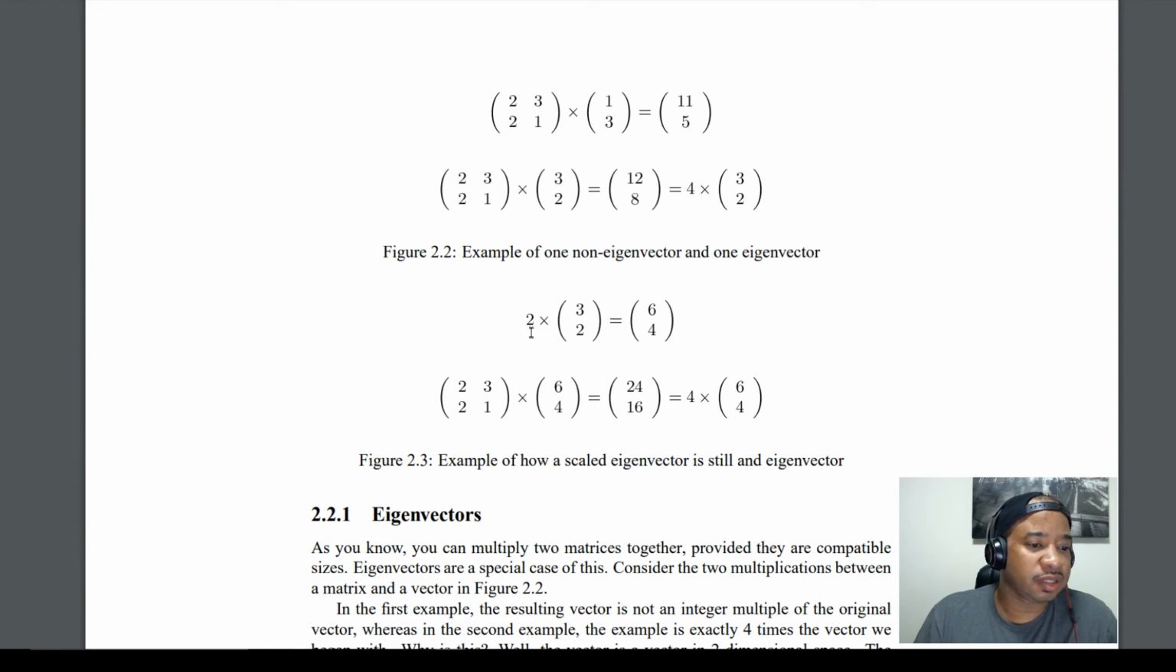And let's look at another one now. 2 times 3 over 2 is equal to 6 over 4. And then if we do 2, 3, 2, 1 times 6 over 4, we get 24 over 16, which is 4 times 6 over 4. This is an example of how a scaled eigenvector is still an eigenvector.